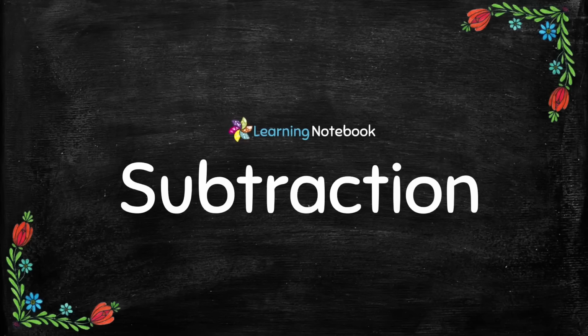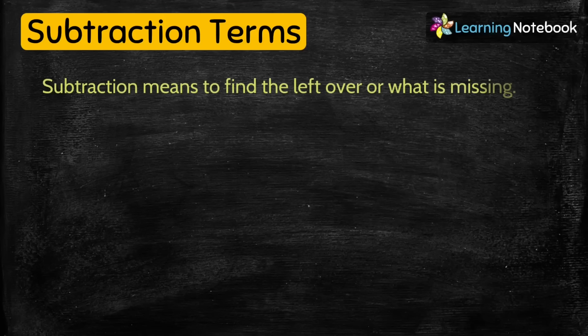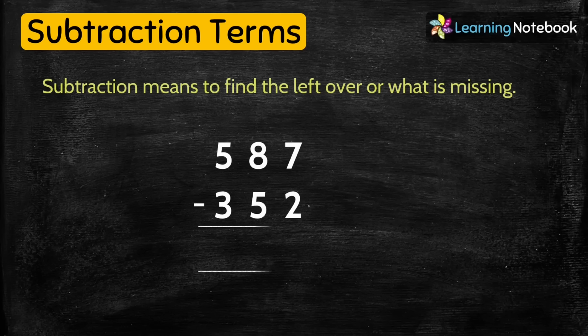Now, let's do subtraction. So, what is subtraction? Subtraction means to find the leftover or what is missing. Let's take an example to understand subtraction terms. 587 minus 352 equals to 235.